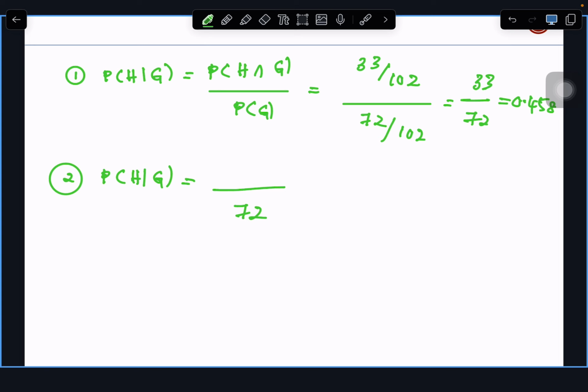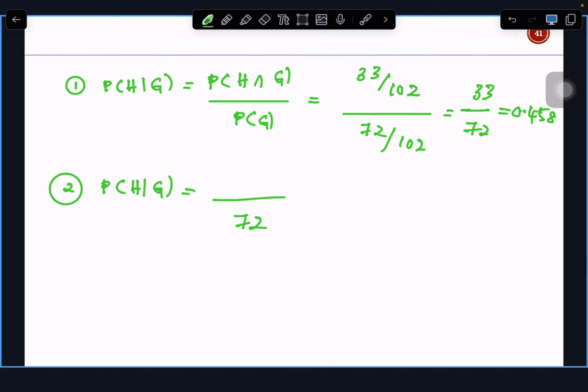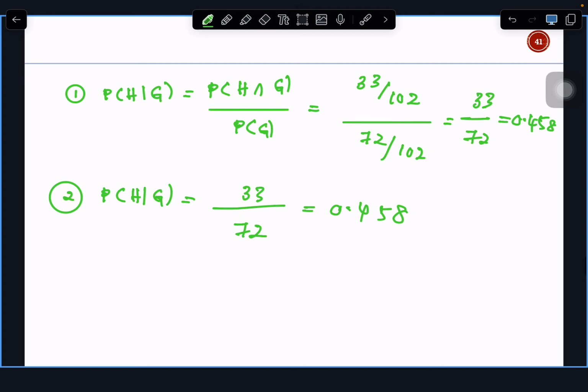And out of this G, how many have high IQ? 33. Then we get 0.458. So basically, what is given here? Just look at the column we need or the row we want, and we can ignore the other column or the other row. Clear? So we have two different ways here. Both are okay.